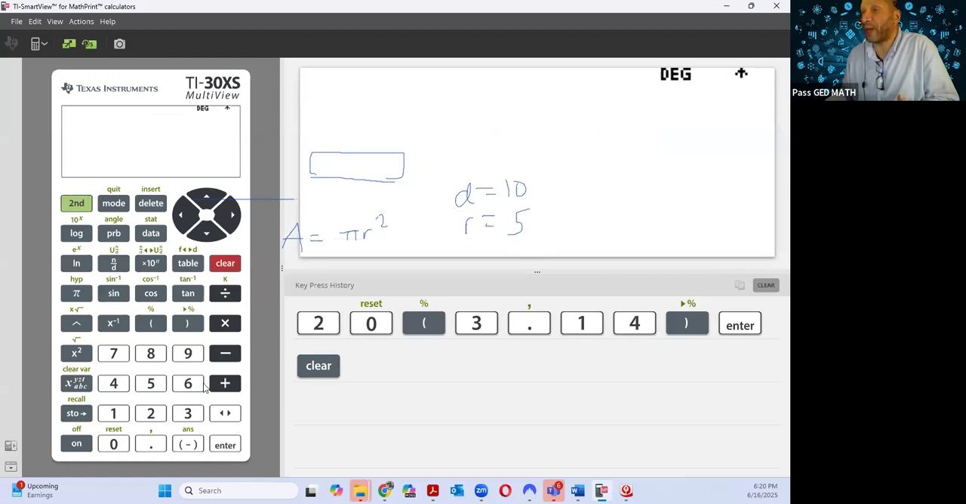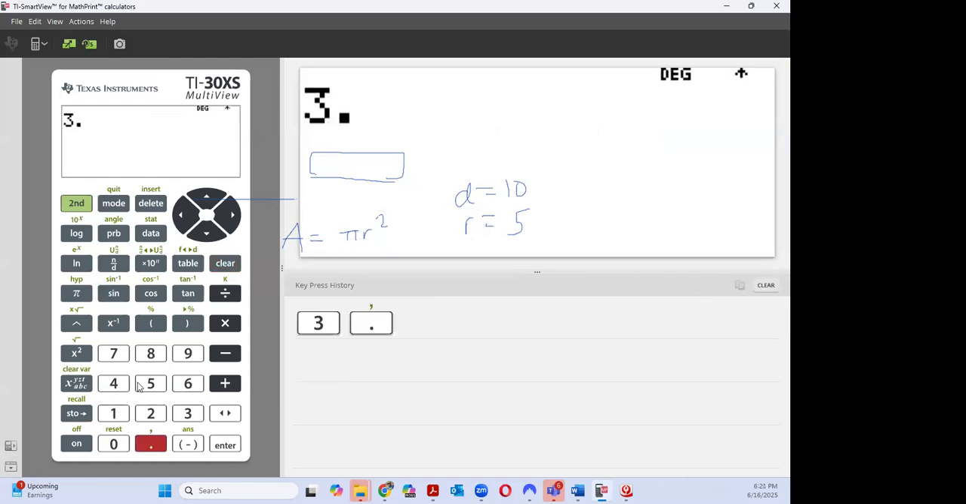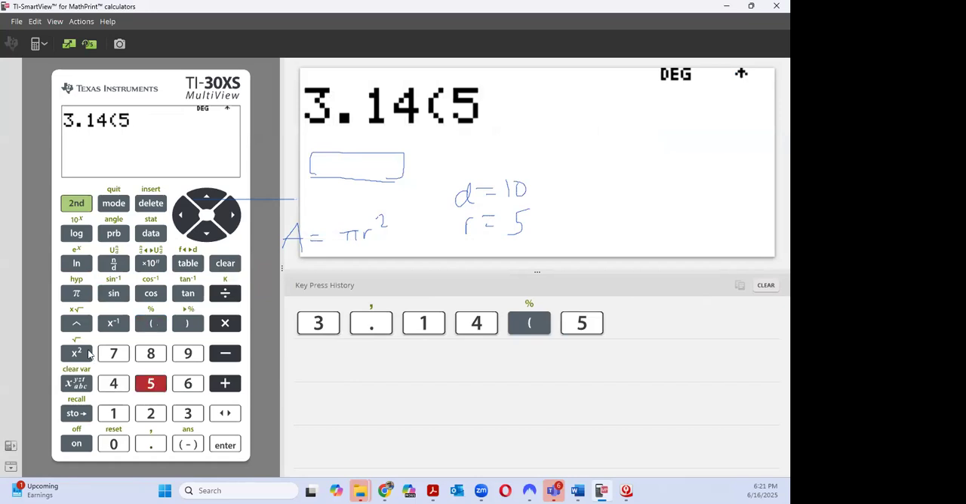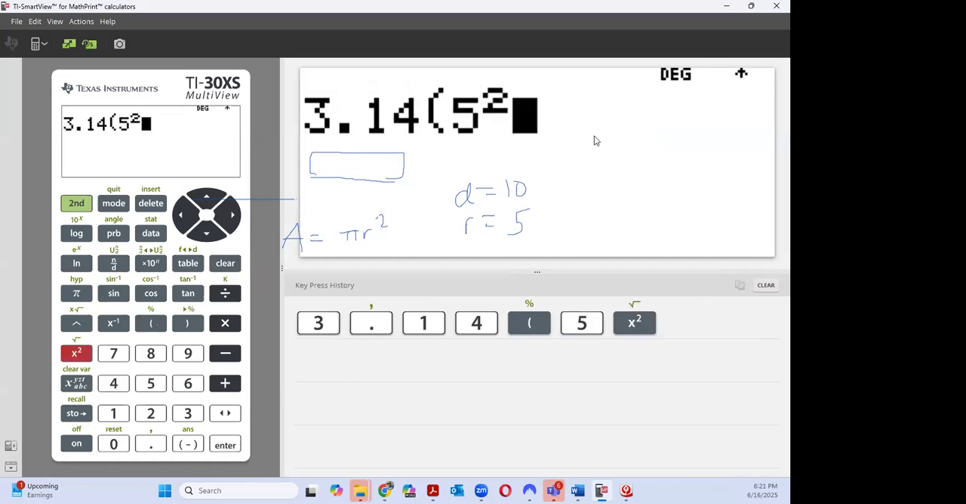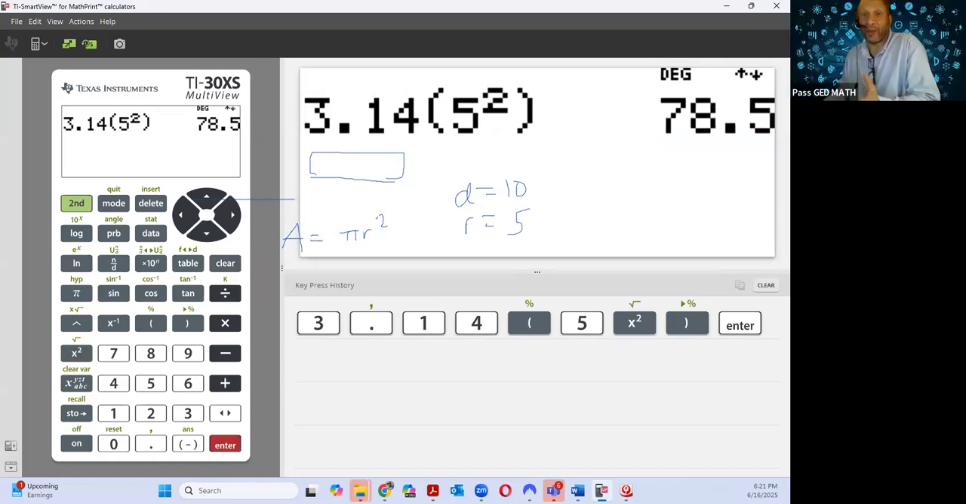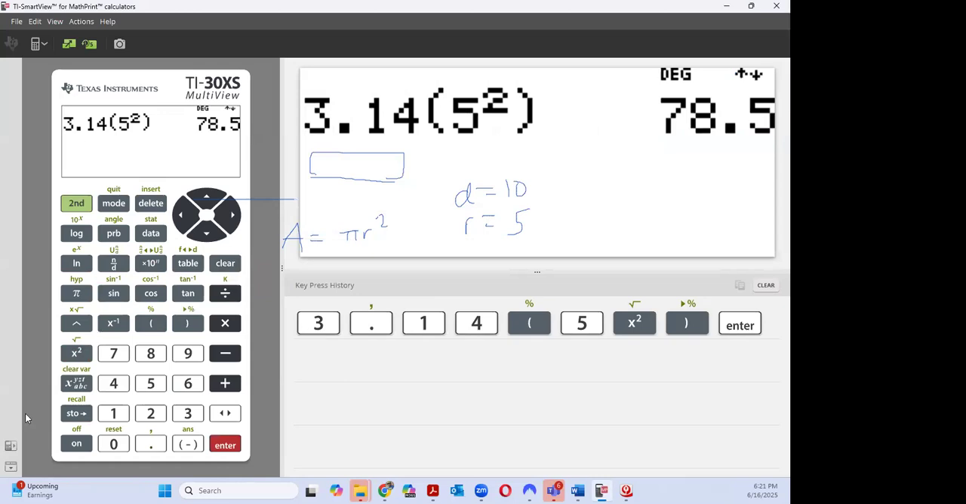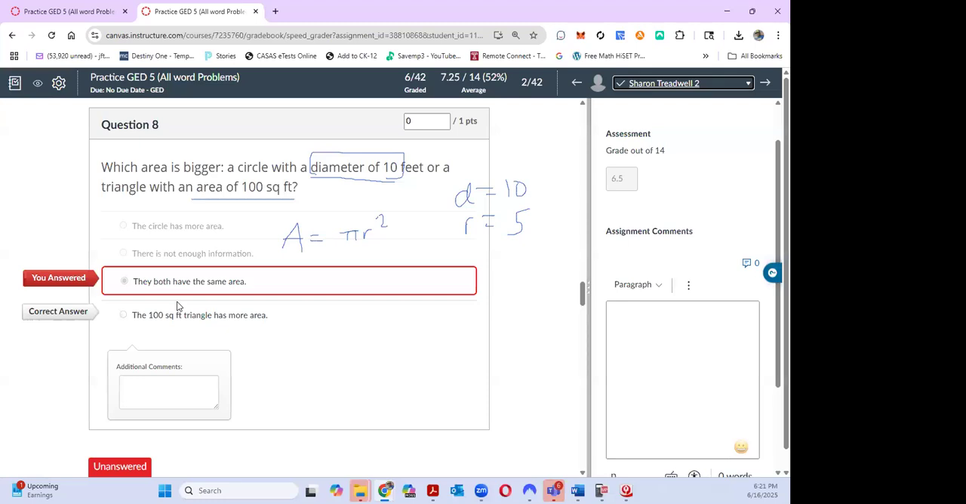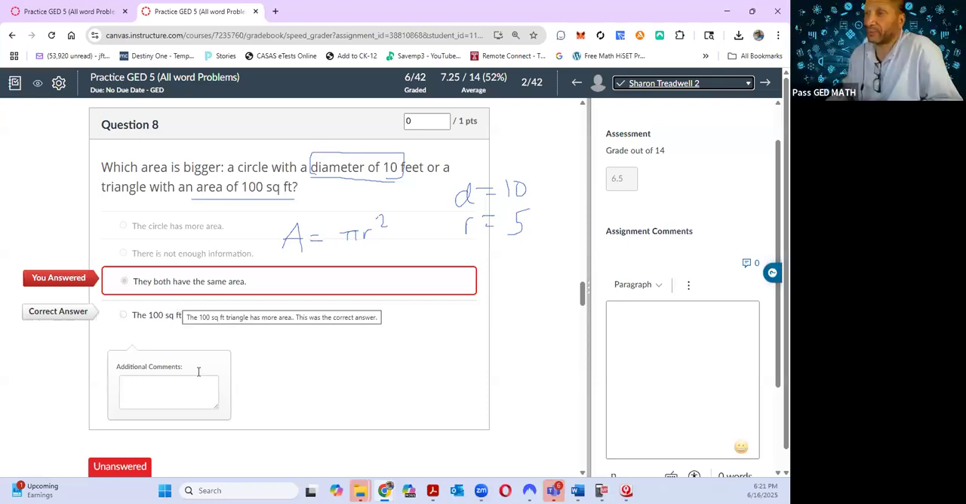Pi r squared. What's pi? 3.14. Our radius is what? 5. And we need to square that. So 5 squared, now the area of a circle is 78.5. But they're asking which one is greater, an area of a triangle, 78.5 or 100? A triangle. There we go.